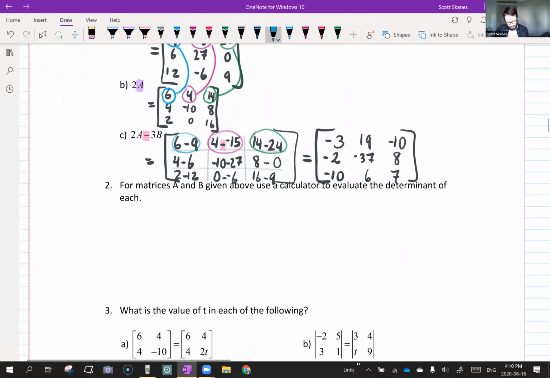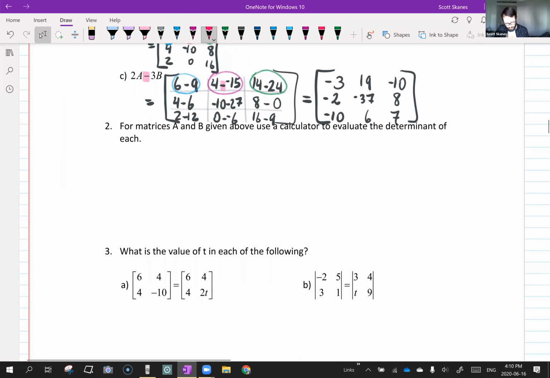For here, it says evaluate the determinant of each. I don't need to show that. We've already done that. You can do it for homework if you're interested. You just need to get the determinant of A and you need to get the determinant of B. I'm not going to do that again. I'll do it later if I have to. Okay? You would use a calculator.